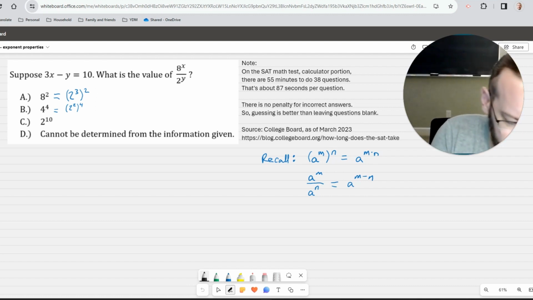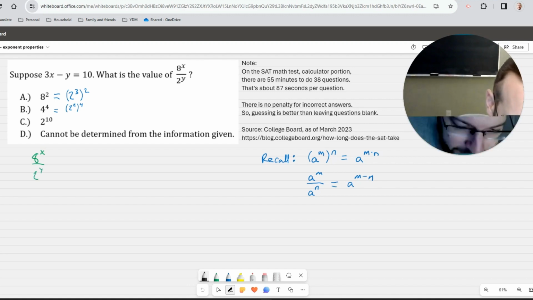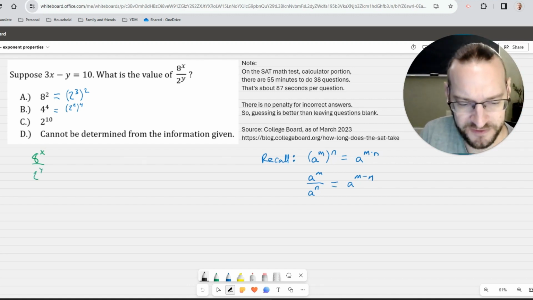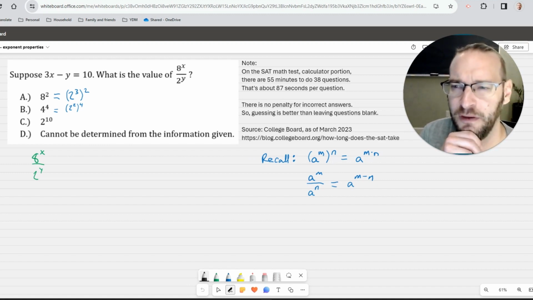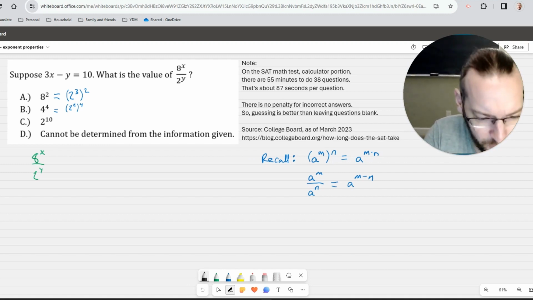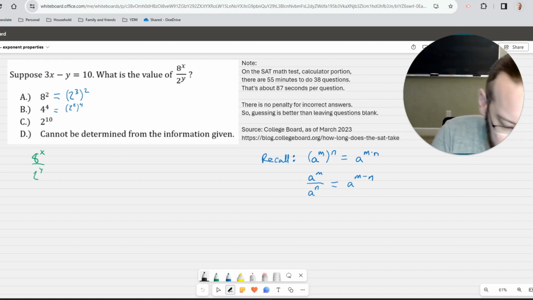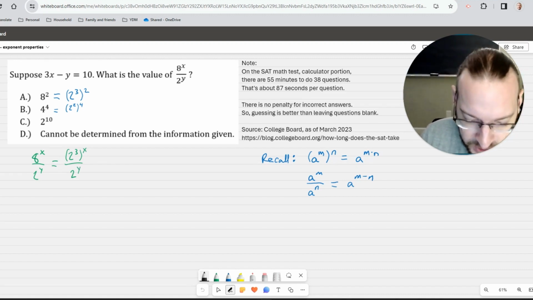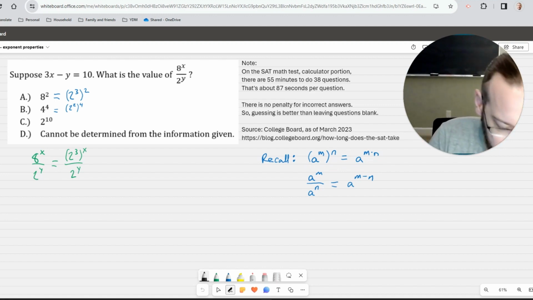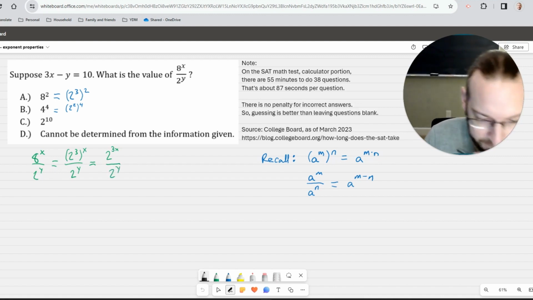So method 1, let me start with my given expression here, 8 to the x divided by 2 to the y. And since I noticed earlier that all of these numbers involved here are powers of 2, I would like to get both the numerator and the denominator written with 2 as the base. So I'm going to substitute 2 to the power of 3 in place of 8 here. So now I have 2 to the power of 3 to the x, all divided by 2 to the power of y. And then, according to my property over here, 2 to the power of 3 to the power of x is equal to 2 to the power of 3 times x. And that's all divided by 2 to the power of y.